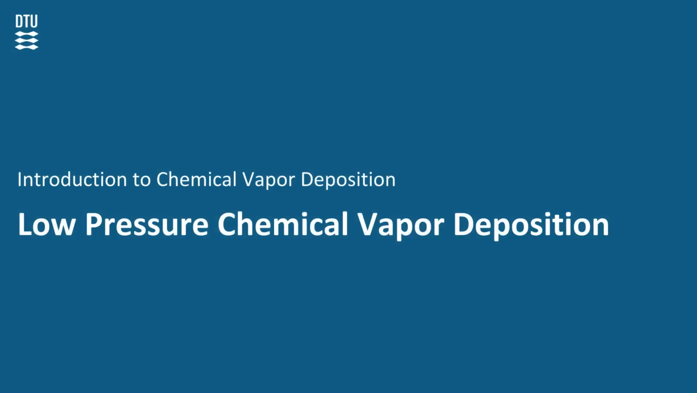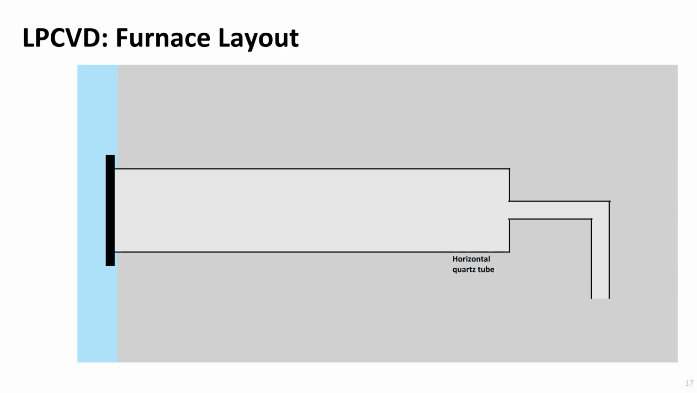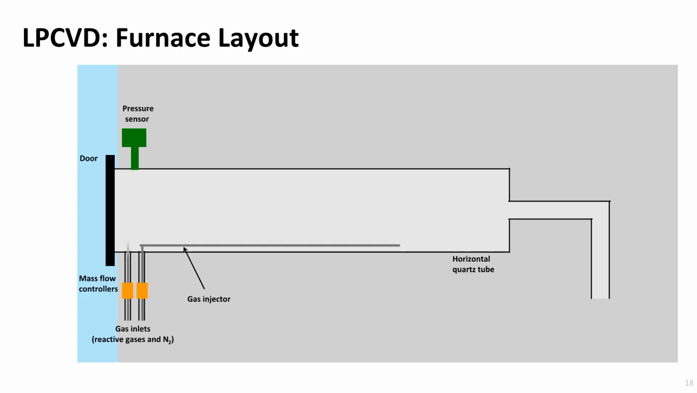Let's have a closer look at the process details for low-pressure chemical vapor deposition. Low-pressure chemical vapor deposition at DTU Nanolab is done in furnaces. Same as in thermal oxidation furnaces, the furnace tube is made of quartz as it is a very clean material and can withstand very high temperatures. More on that matter in the thermal oxidation lecture. The inlet for gases is placed close to the door. Mass flow controllers control the gas flows. Nitrogen is used as purge gas.